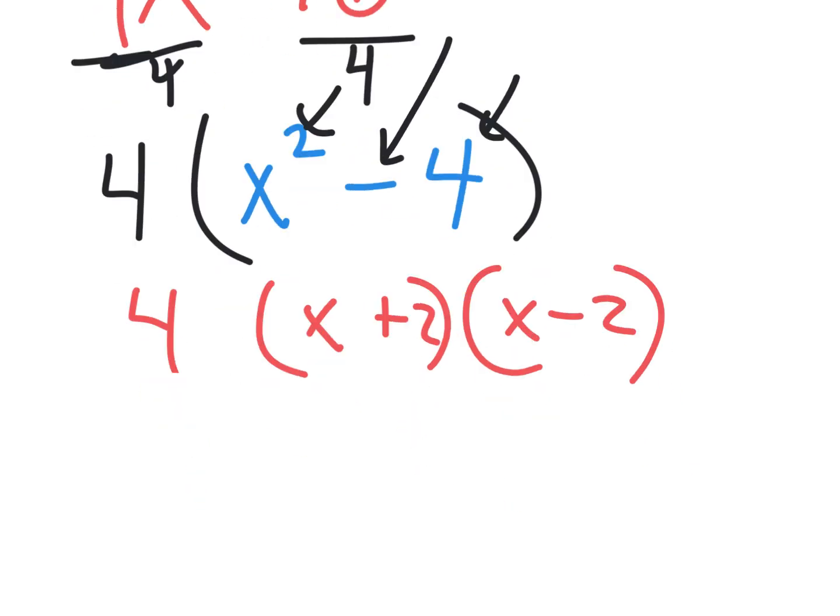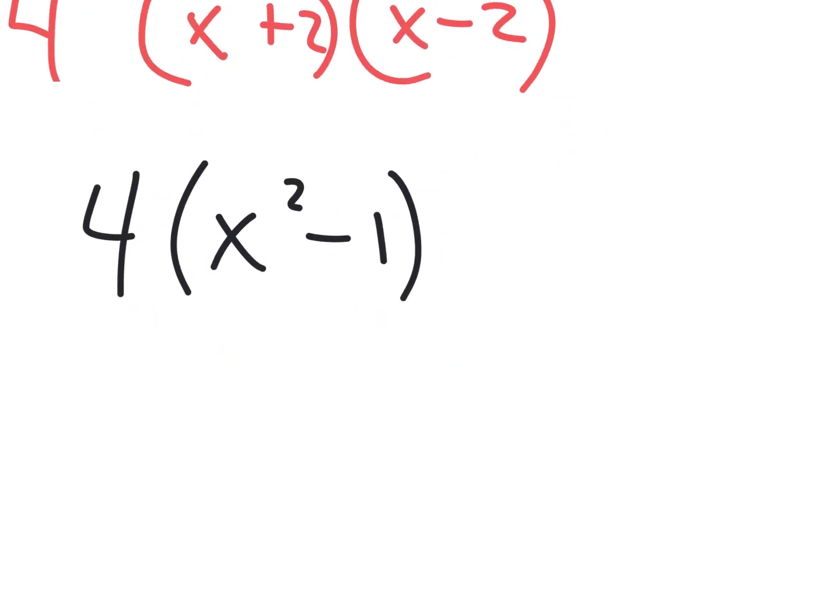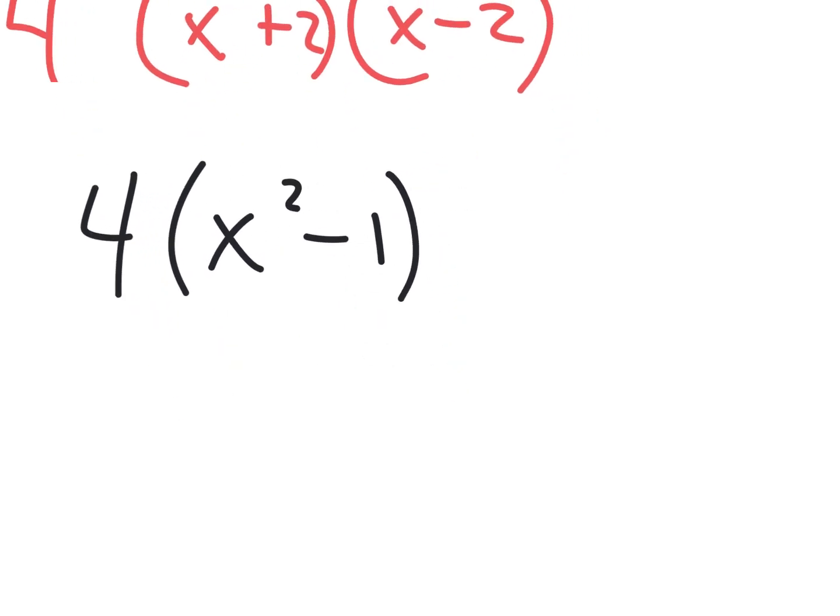The most commonly left one is this. Kids get a 4 factored out and then they have x squared minus 1 and they think, well, I can't factor that. Yeah, you can. Factor that one. Try that one on the board.